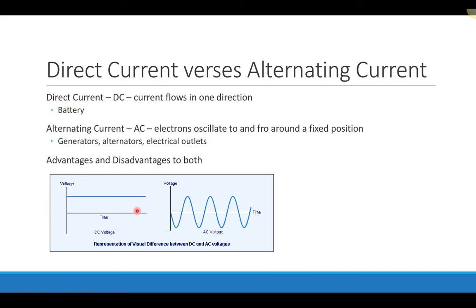Here's a picture of what the voltage would look like for DC over time. So the voltage would just be in one direction. It would stay relatively constant. For alternating current, the voltage is actually changing direction. So sometimes everything above the axis is positive, everything below the axis is negative, and it's fluctuating from positive to negative, positive to negative.